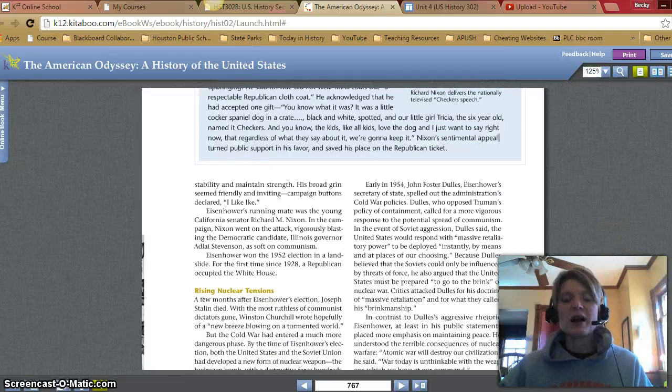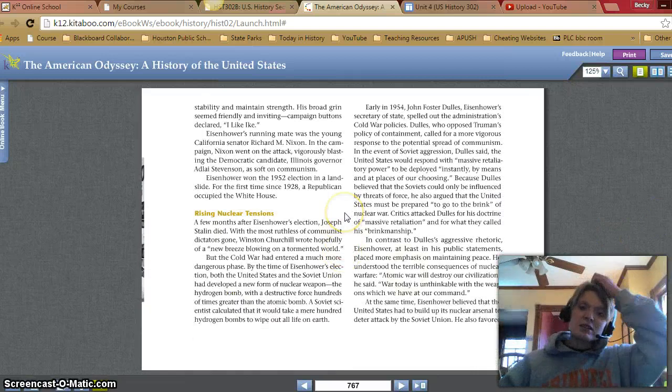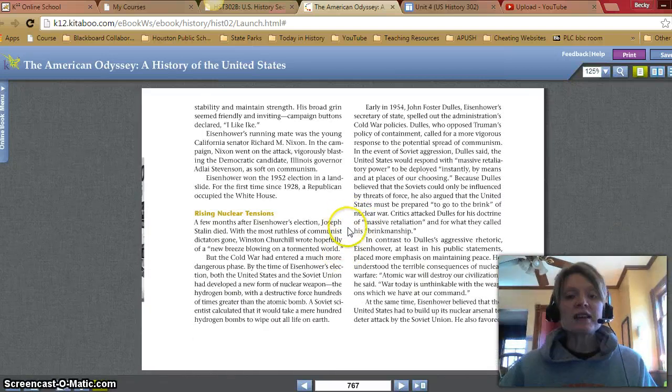All right, let's continue on. Rising nuclear tensions. A few months after Eisenhower's election, Joseph Stalin died. With the most ruthless of communist dictators gone, Winston Churchill wrote hopefully of a new breeze blowing in a tormented world. But the Cold War had entered a much more dangerous phase.